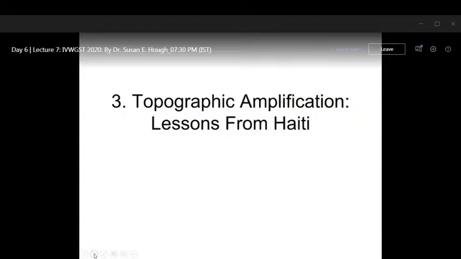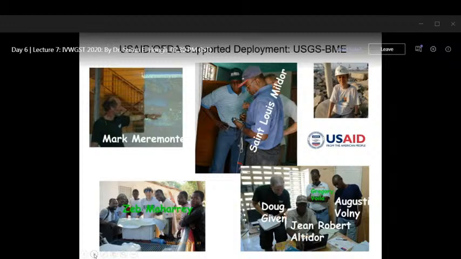So now let me talk about topographic amplification. The textbook view of site response is that shaking in sediment-filled valleys is stronger than shaking on hard rock. Hard rock shakes less. But there are some cases where you get amplification on hard rock, and this work came out of a project I was involved with in 2010 after the Haiti earthquake, which was a very devastating event. There were no seismometers in Haiti at the time of the earthquake, so USAID supported me and a small team to go in and install seismometers to record aftershocks.